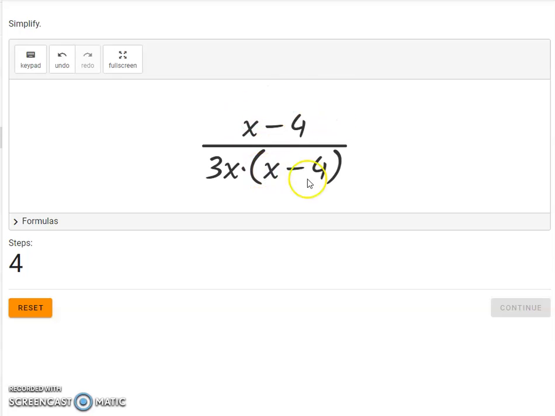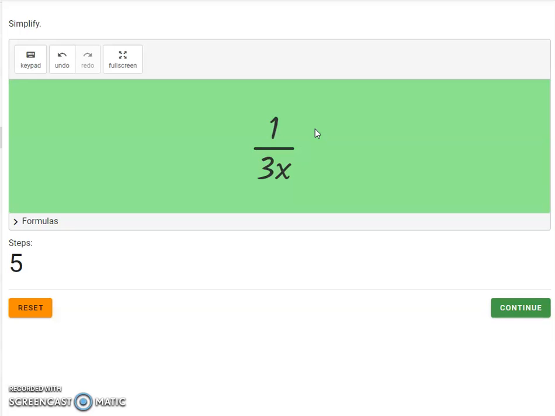So any value for x will work here, and in these two expressions, every value for x will work with the exception of 4, because 4 minus 4 is 0. We can't do division by 0. Other than 4, every number will work here, and this expression of x minus 4 and this one will equal the same number. So I put the x minus 4s on top of each other, that makes a 1.